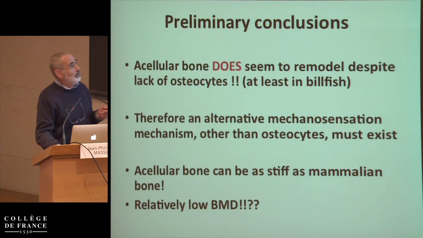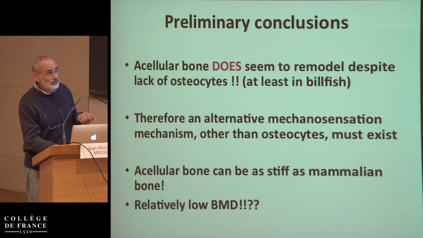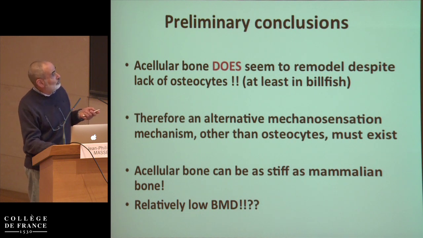So this is my last slide. My preliminary conclusion from this is that acellular bone, at least in the billfish, can remodel, and it'd be really interesting to know how it does it, although it doesn't have osteocytes. It may have an alternative mechanosensation mechanism. I don't know. Acellular bone can be quite stiff and relatively low BMD.